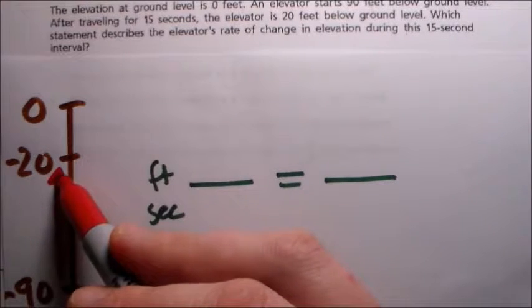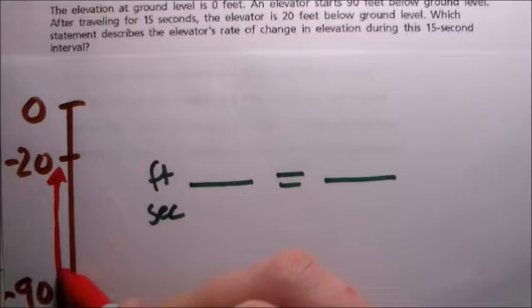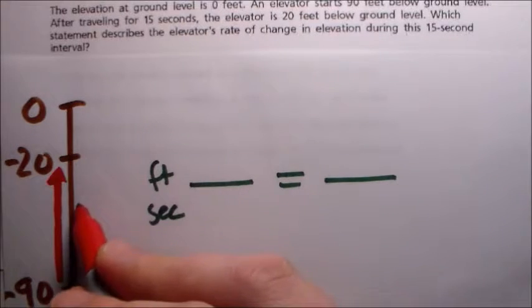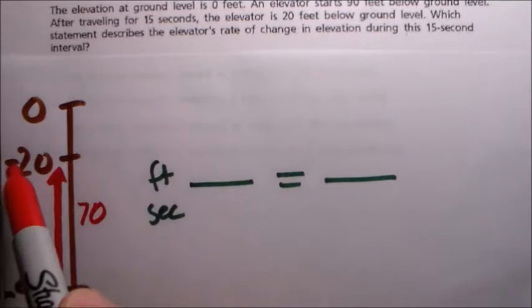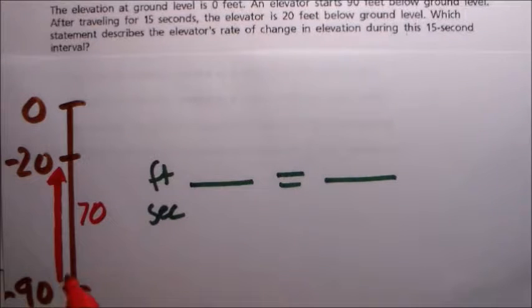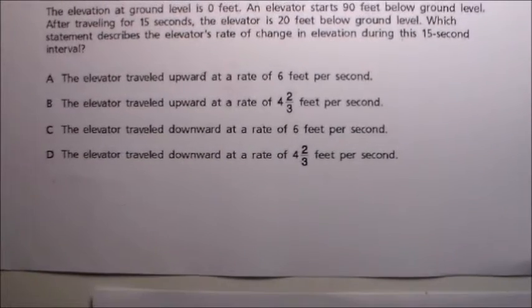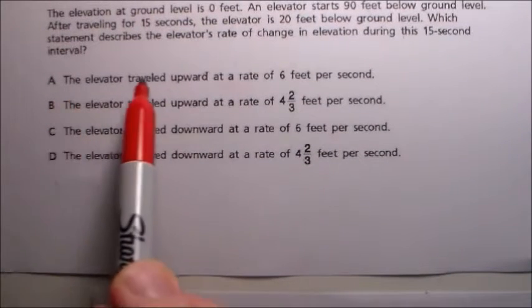When you try to do it algebraically, it can get kind of messy. But if you just draw it out, obviously it traveled up 70 feet, right? You started at negative 90, or 90 below. You ended at 20 below. So you're going to go up 70 feet, right? Don't let these negative numbers spook you. If you just draw it out, you can see if you started here and you ended up here, you go up 70 feet.